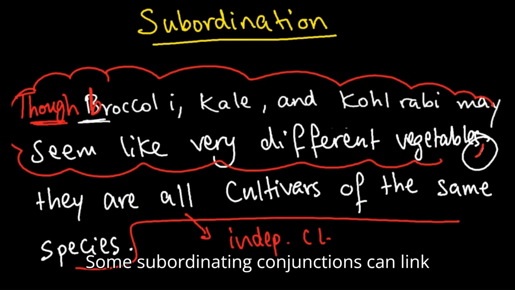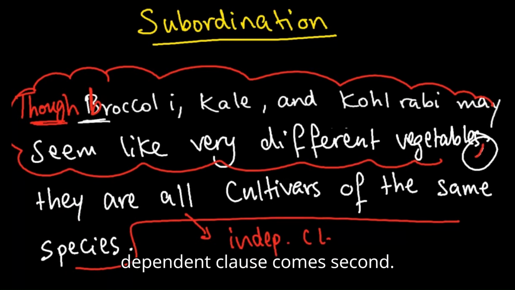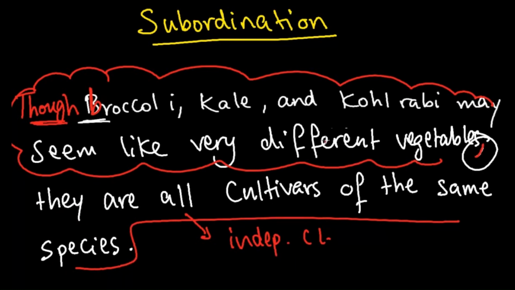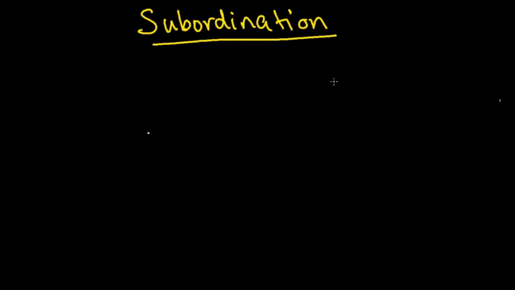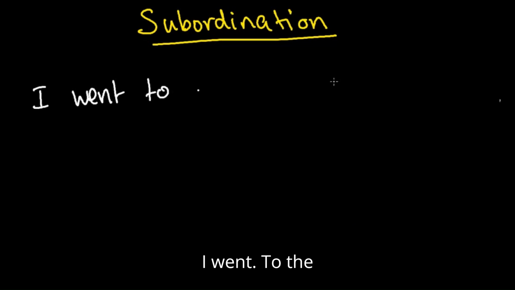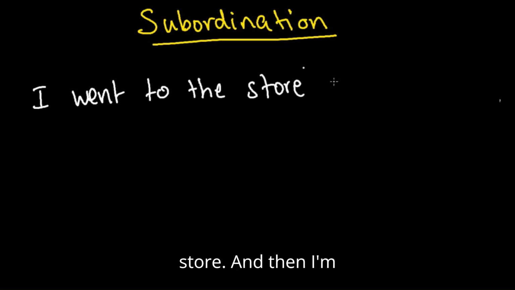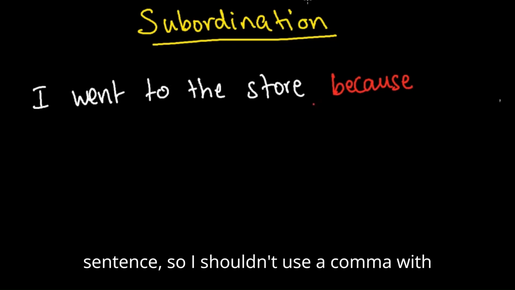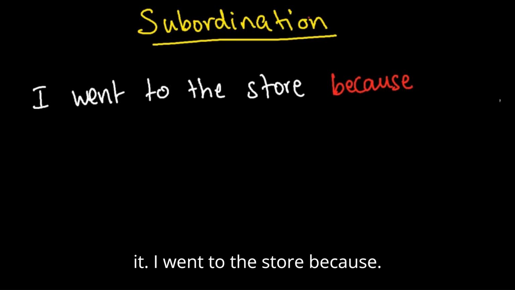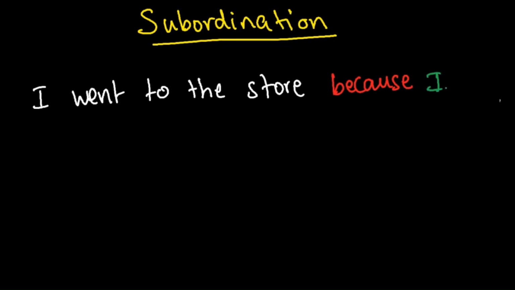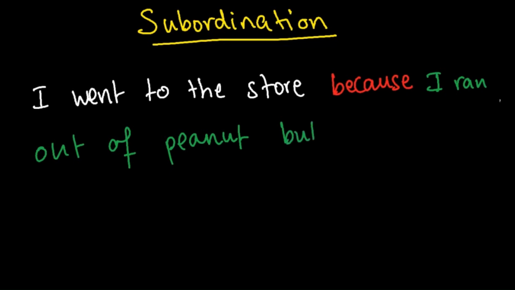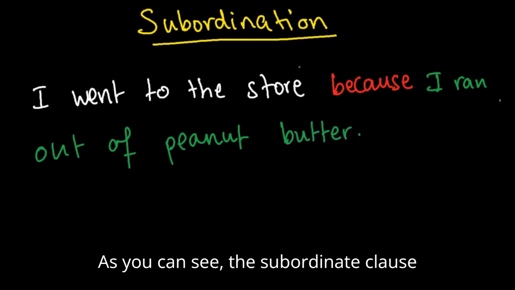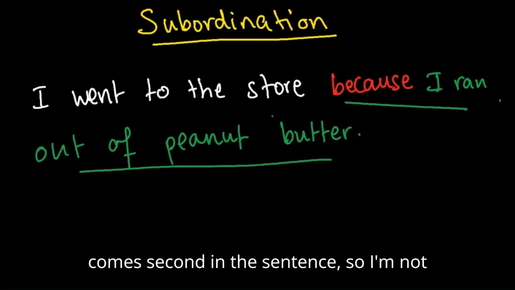Some subordinating conjunctions can link clauses without a comma, but only if the dependent clause comes second. Let's look at an example for this. I went to the store, and then I'm going to use the subordinating conjunction because. So here I'm not using a comma because the word because comes in the middle of the sentence, so I shouldn't use a comma with it. I went to the store because I ran out of peanut butter. As you can see, the subordinate clause comes second in the sentence, so I'm not going to use a comma here.